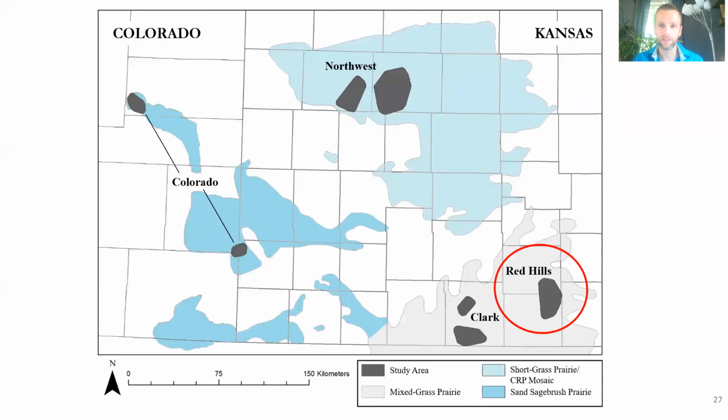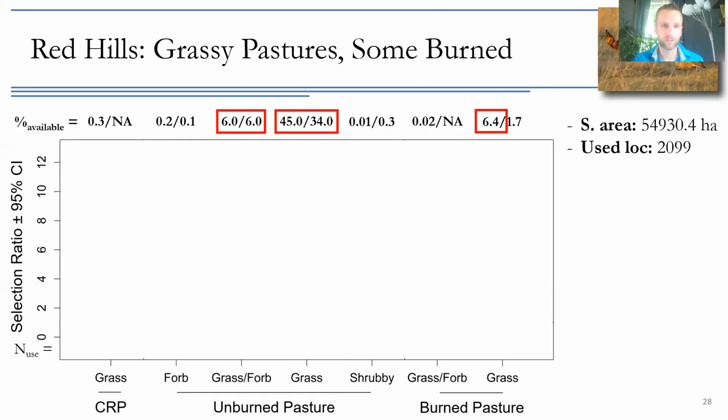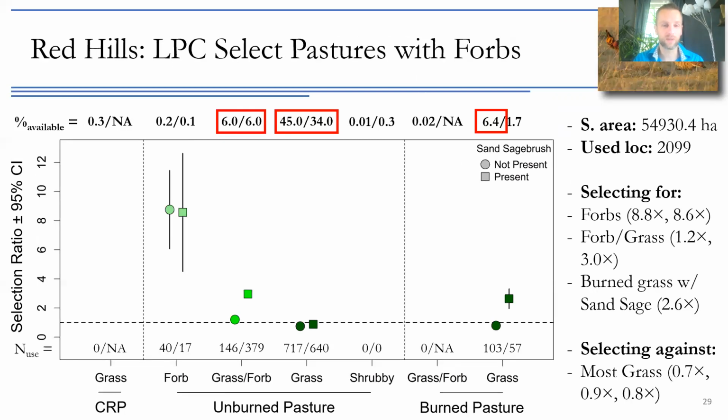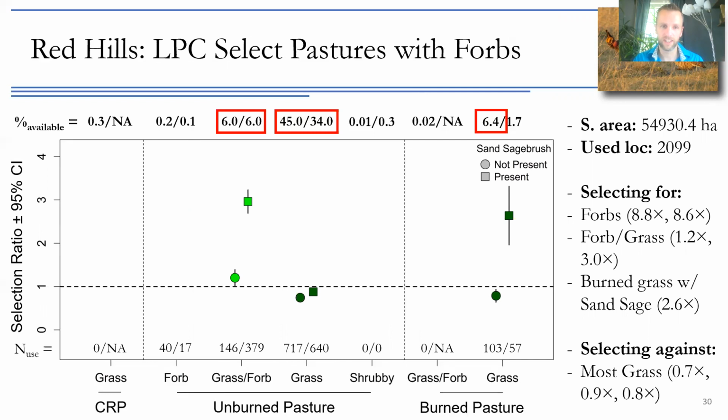When we go to the Red Hills, we see that the Red Hills consist of mostly grassy, unburned pastures, but there's also some burned grassy pastures and some pastures with a grass and forb mixture in them. And here as well, just like the Clark site, we see that Lesser Prairie-chickens select for pastures with forbs. Very strong selection on the right, on the left here. And if you zoom in a little bit more, we see that grass-forb mixtures are also selected for, and they mostly select against all grass types, just grassy pastures without forbs or shrubs in them.